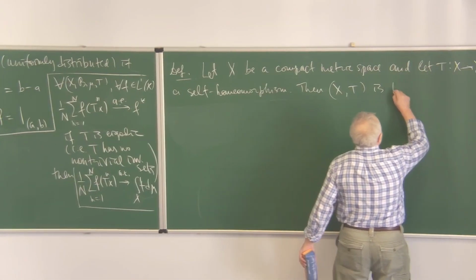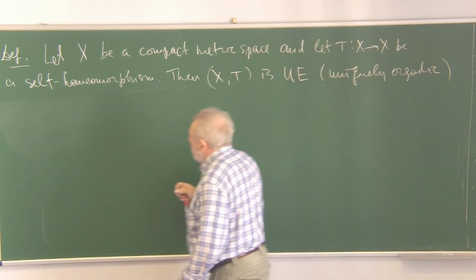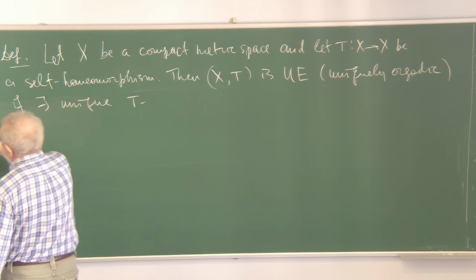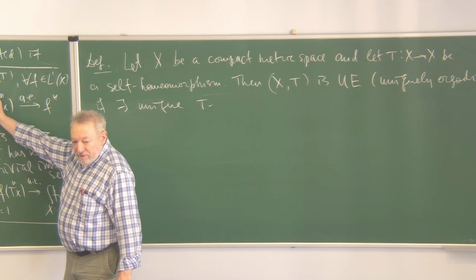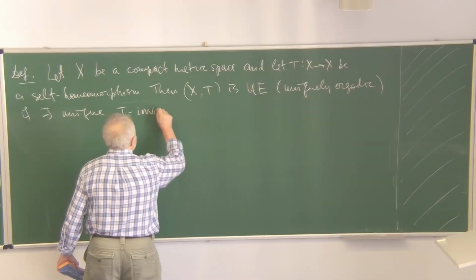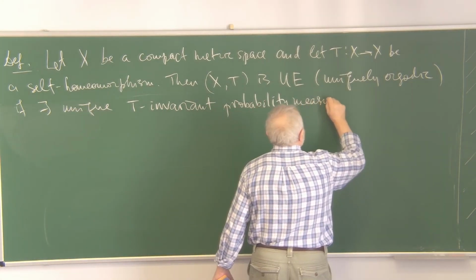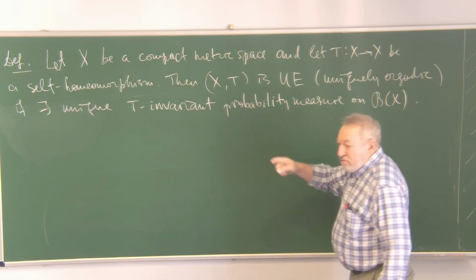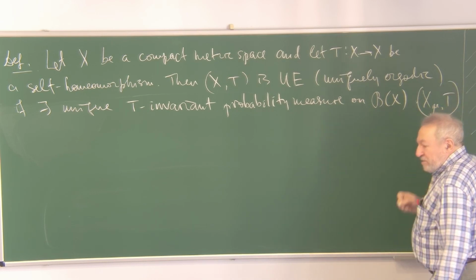T is uniquely ergodic if there exists a unique T-invariant probability measure on Borel sets of X. By the way, in my definition from the first lecture, when I talk about a measure preserving system, this mu is always normalized, so it's a probability measure. Here I want to postulate it to have uniqueness. From now on I may refer to the system (X, T), or maybe better the system (X, mu, T), because that's what is of interest to me.